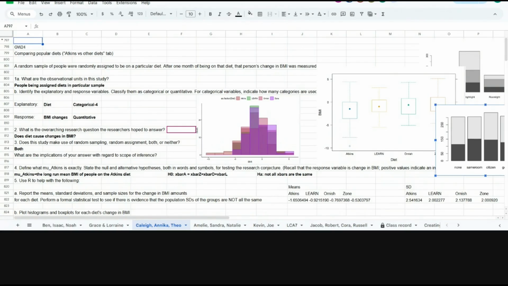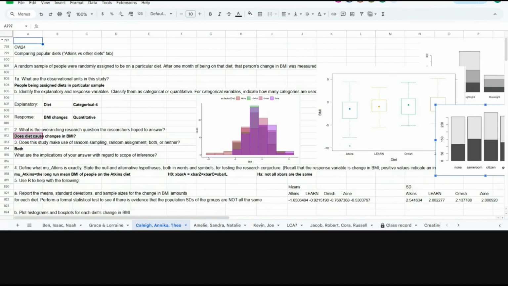What is the overarching research question? I would just change this to which diet changed the most, or which diet resulted in the loss of BMI. I think that's what the key is. You're comparing 4 diets. You want to know which diet basically changes your BMI in a negative way, something like that, right?